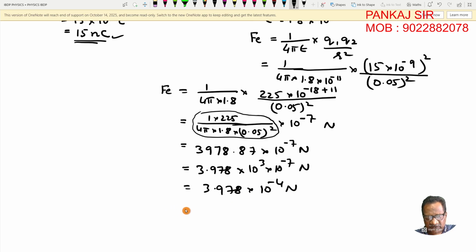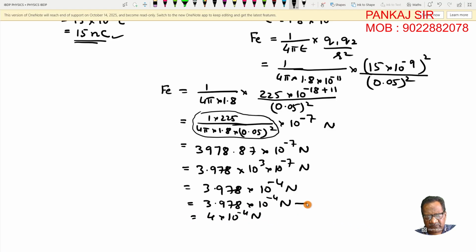So my answer is going to be 3.978 into 10 raised to minus 4 Newton. Okay. To round it, it can be written as 4 into 10 raised to minus 4 Newton.